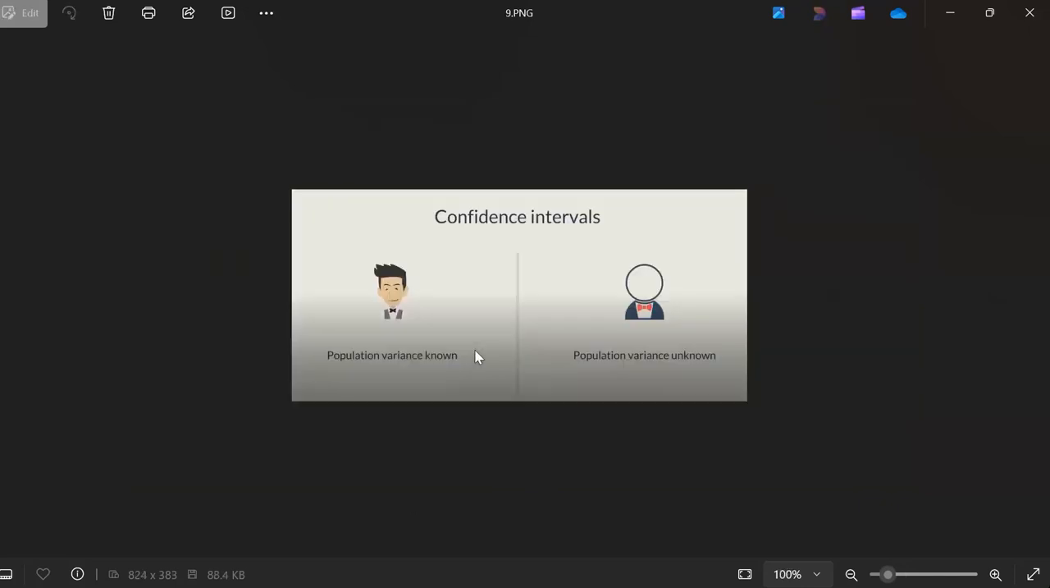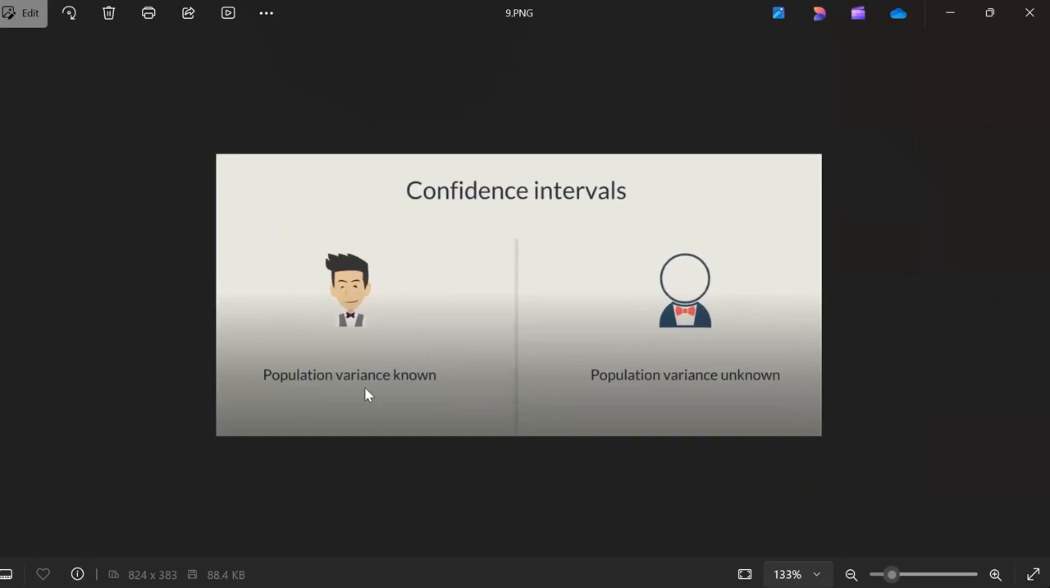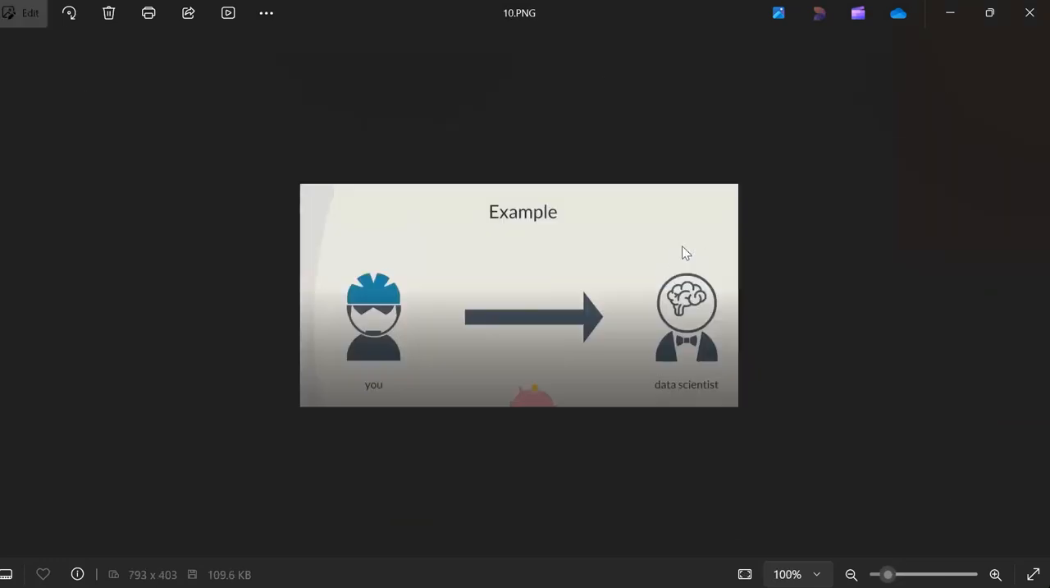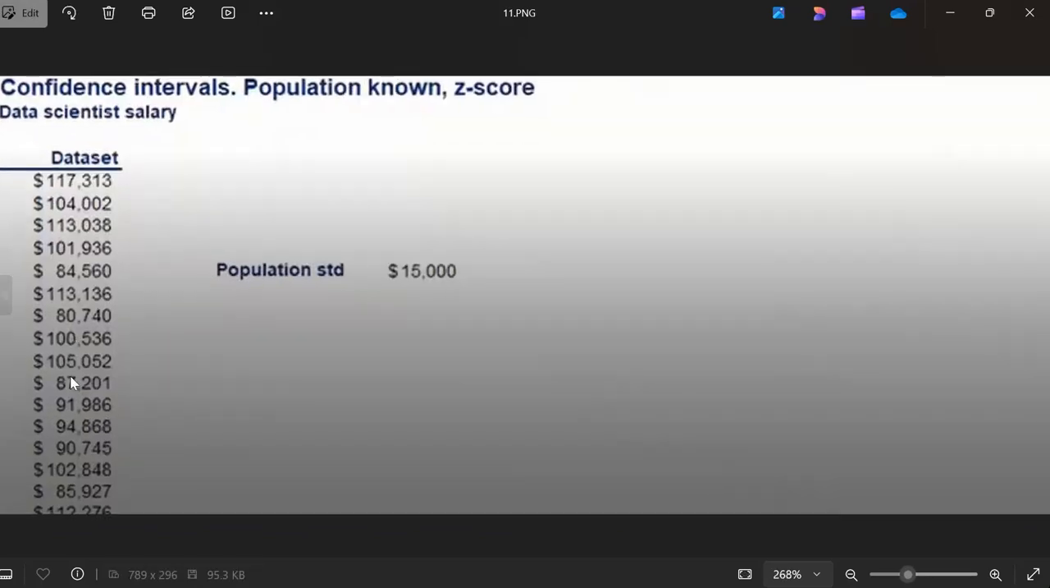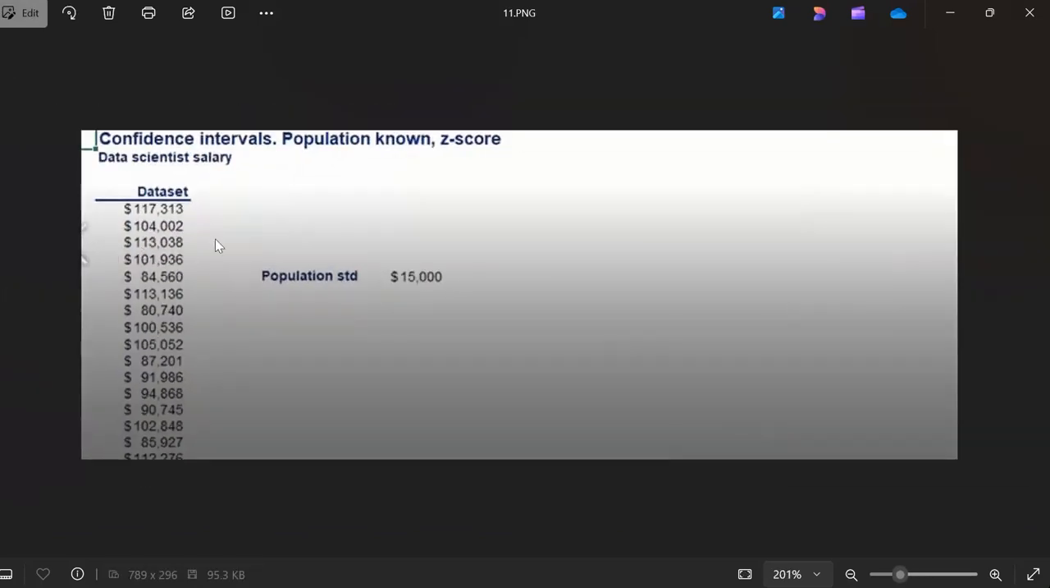Now, confidence interval is divided into 2 parts: population variance known, population variance unknown. Which is G, which is T? This is G, this is T. This is population, this is sample. Okay, nice.